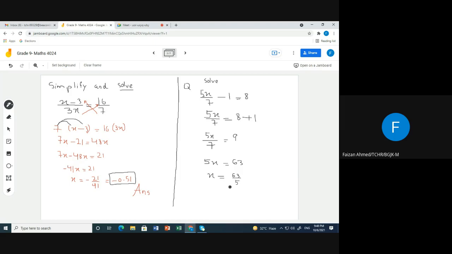If you want to write it in decimals, you can also write it in decimals, and I think the answer was 12.6. Verify it for me, this is the answer coming, 12.6.